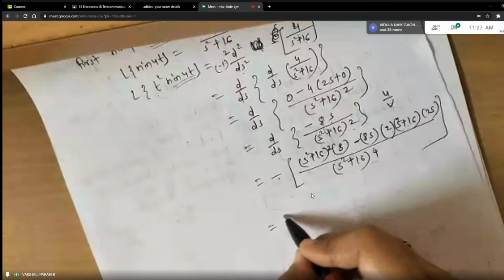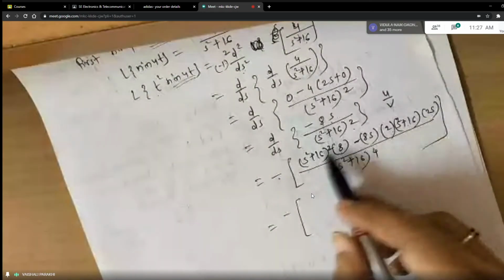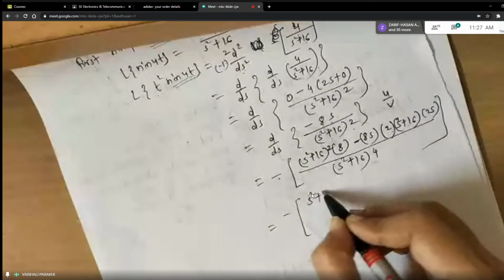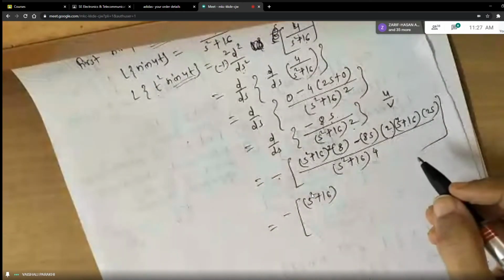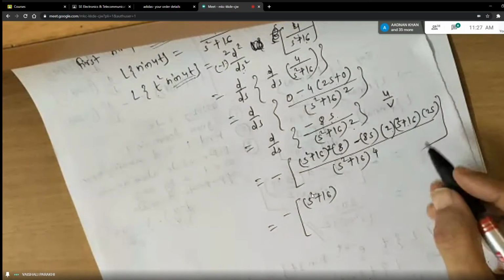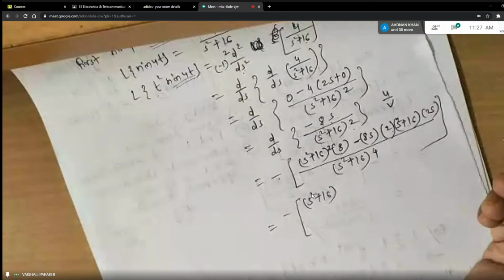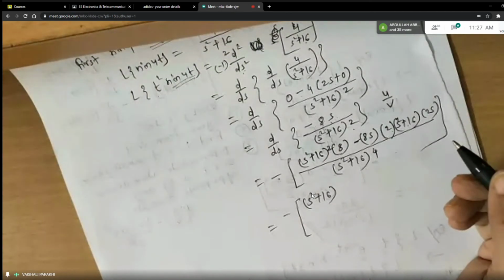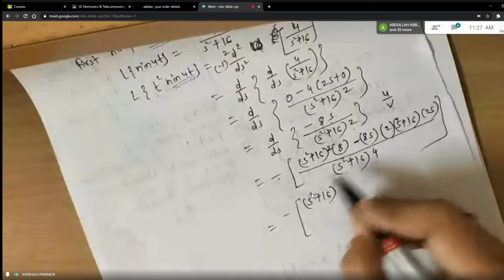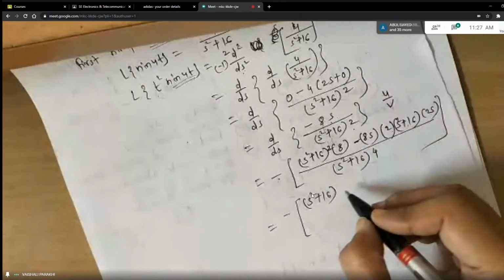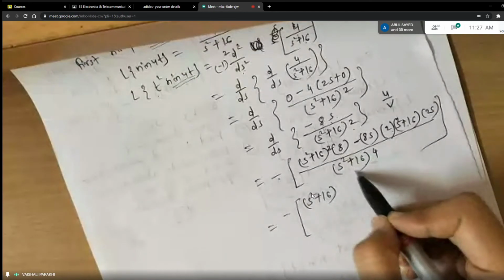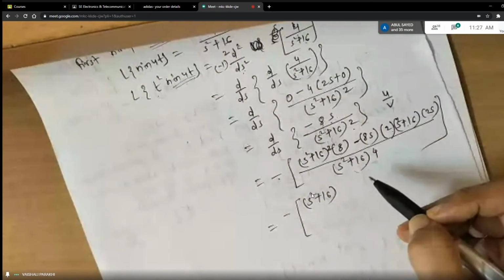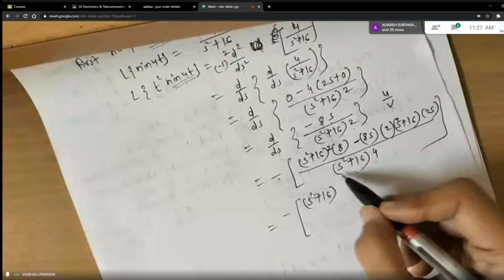So let minus n be outside here. Now from these two terms, if you observe, s square plus 16 is the common bracket, right? 8 is also common. You can take 8 out. Let us solve it first. Why am I taking this bracket out? Because it will get cancelled with the denominator, right? So that's why I am taking out this bracket.